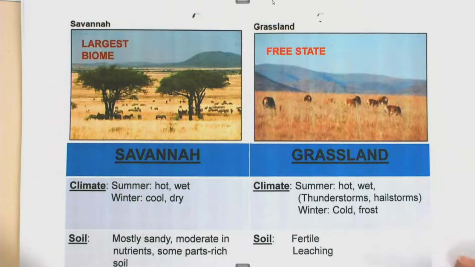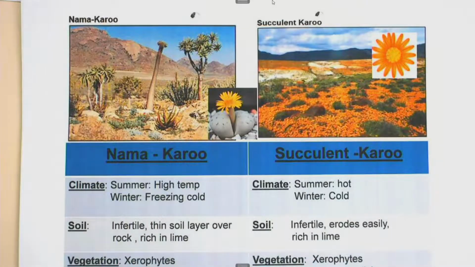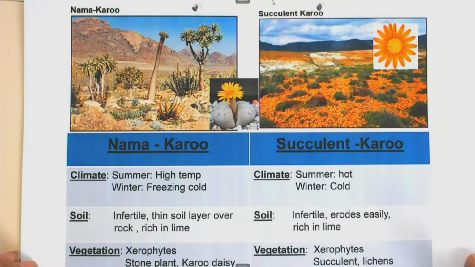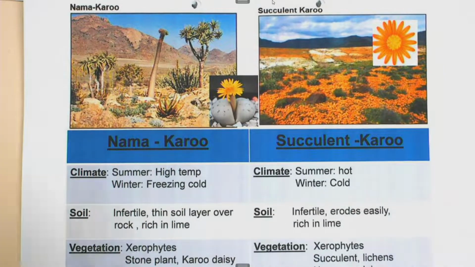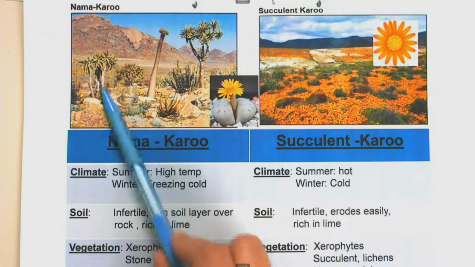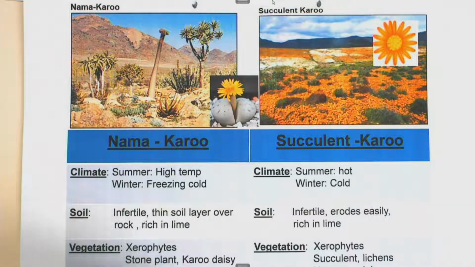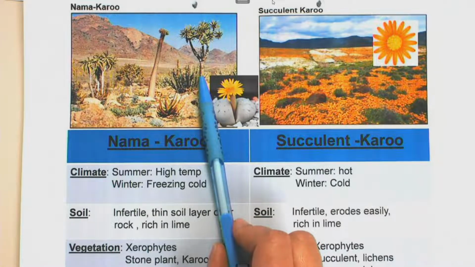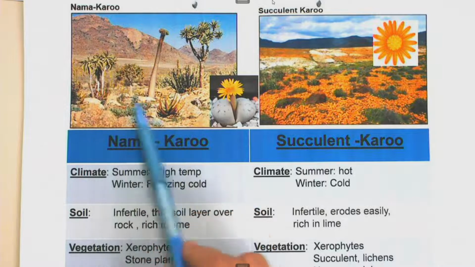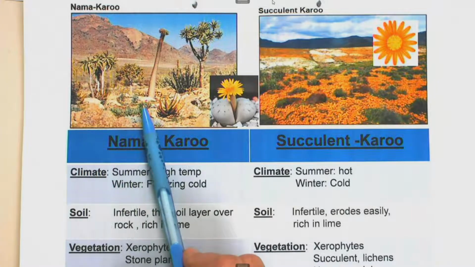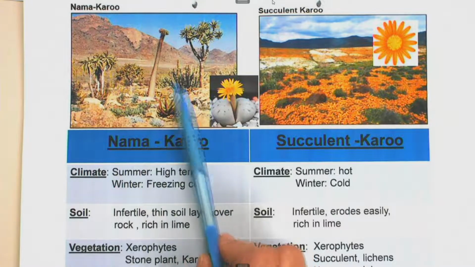Largest biome, and the Free State. Okay. The next one that can be confusing to children is the Nama Karoo and the succulent Karoo. Now when you look here, you can see immediately in the Nama Karoo we have different types of shrubs, I want to say, and tree-like succulents. They also take a very long time to grow, and they don't need a lot of water. You can see there, it looks more like stones and rocks and sand and soil, and not a lot of grass. All right, and this is the Karoo.